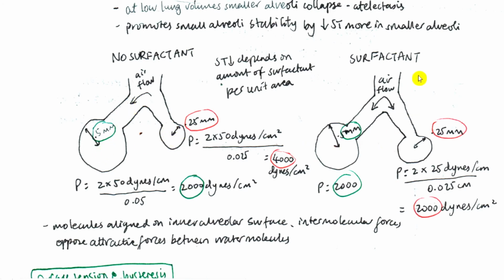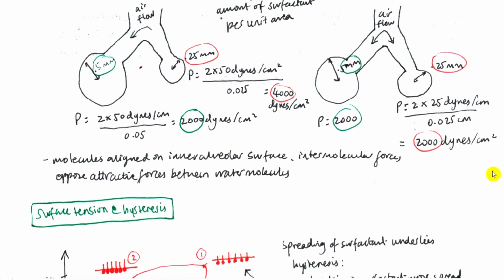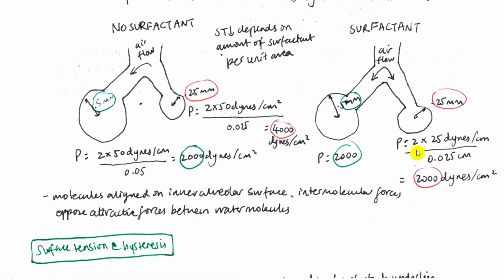Whereas if you have surfactant, then we can calculate this one, so nothing's changed here, the pressure's still 2000. But then if we've got surfactant, then that decreases the surface tension, so now it's around 25. And 2 times 25 over 0.025 is 2000, so we've got equal pressures, and the air will flow into both of these different sized alveoli.